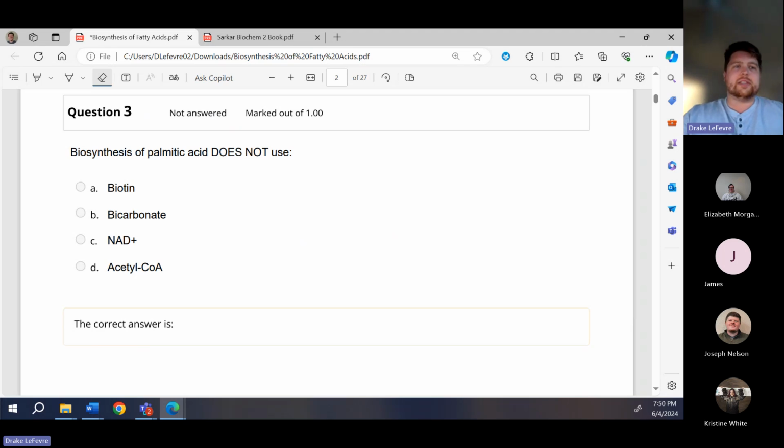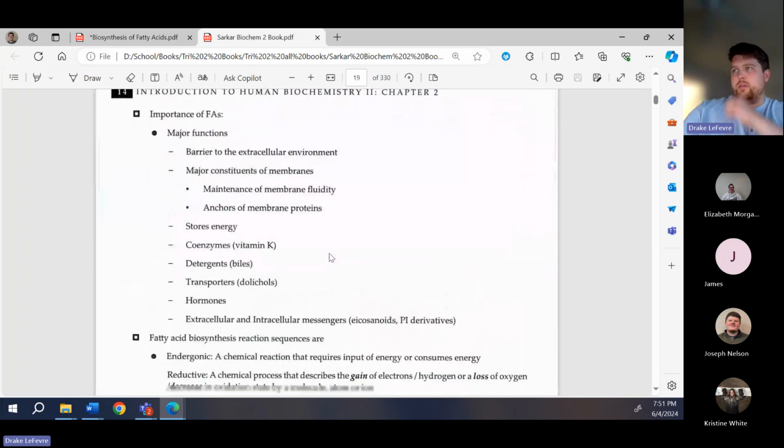Okay, so the biosynthesis of palmitic acid does not use which of the following? We have biotin, bicarbonate, NAD+, or acetyl-CoA. Any guesses before we go to the book? NAD+. Yeah, NAD+ is going to be the correct answer, that we do not use NAD+. Jumping over to the book.